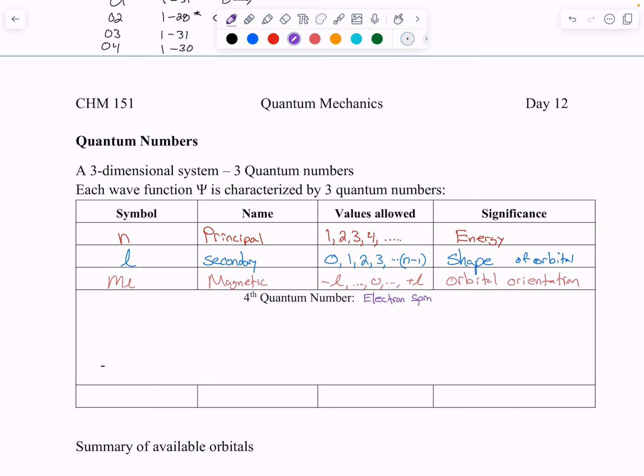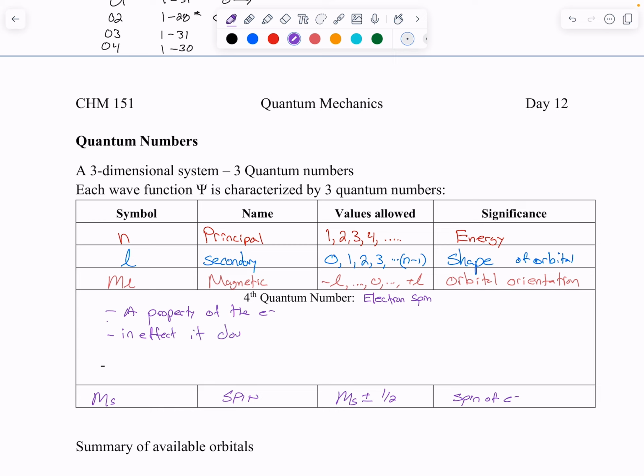So it's down here, m sub s, and it's our spin. And m sub s can be plus or minus 1/2. It's the spin of the electron. So what does it mean? It's a property of the electron. That means it's not coming out of the Schrodinger equation. This is an inherent property of the electron itself.